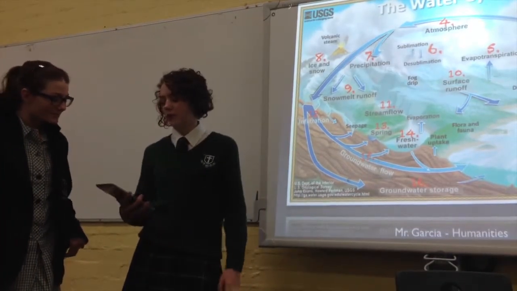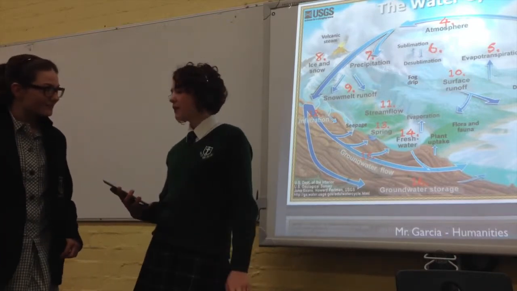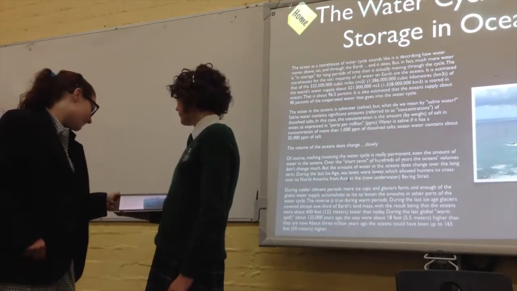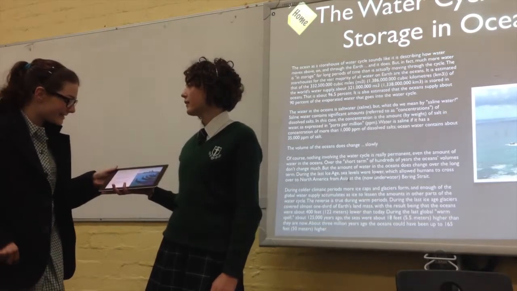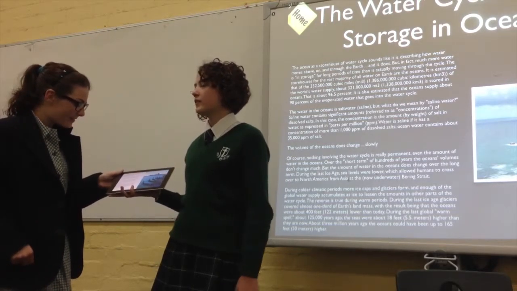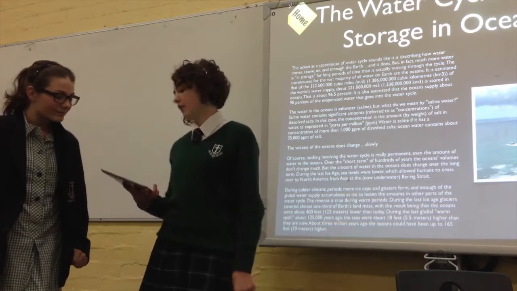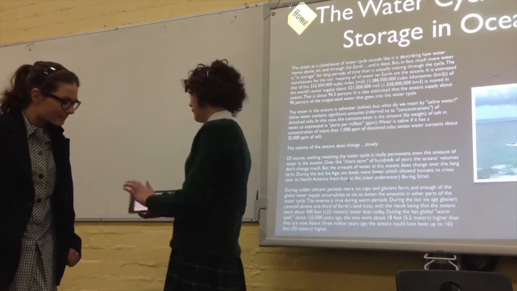8A, we are doing the water cycle. Our part is the oceans. The oceans are the main water suppliers to the water cycle. The oceans cover around 70% of the Earth's surface and contain roughly 97% of the Earth's water supply. Without the oceans, the water cycle would be non-existent. There would not be enough water on the Earth's surface to support the cycle.